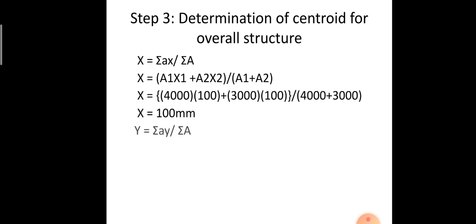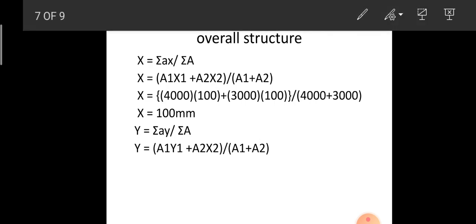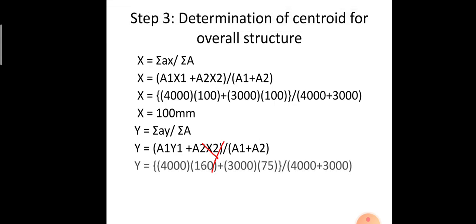So next, coming on to the y. Y represents the vertical distance of the overall T section with reference to the horizontal axis. So that is sigma Ay divided by sigma A. It is nothing but A1 y1 plus A2 y2, divided by A1 plus A2. So here after substitution, I'll get the value as 123.57 mm.